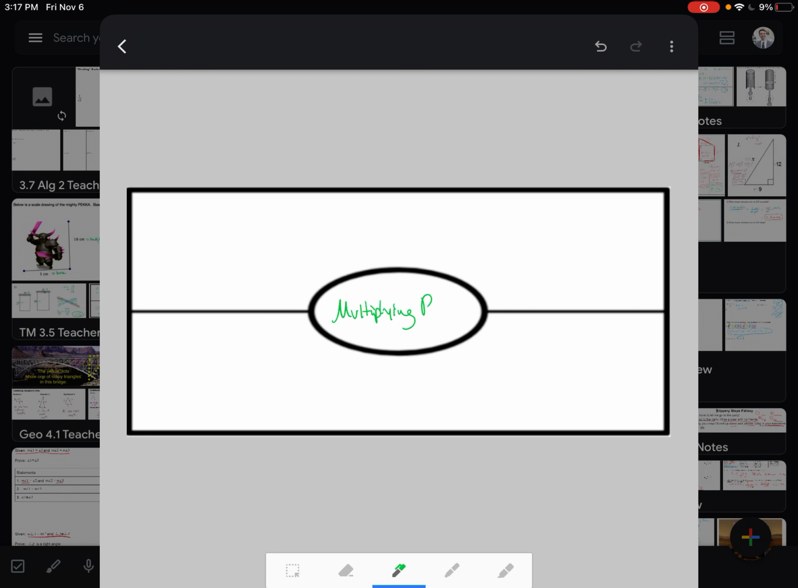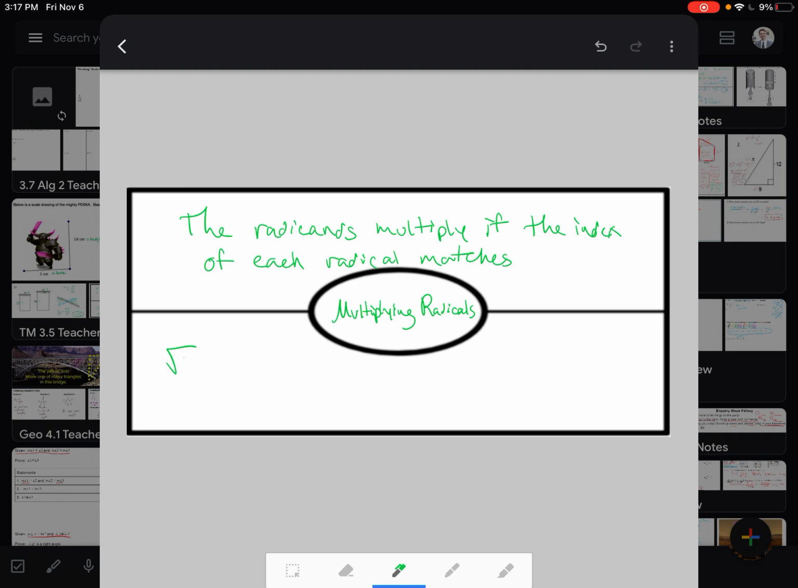So our vocab word for today is multiplying radicals. And this just tells us that the radicands, or the numbers on the inside, multiply if and only if the index, or the power, of the root of each radical matches.